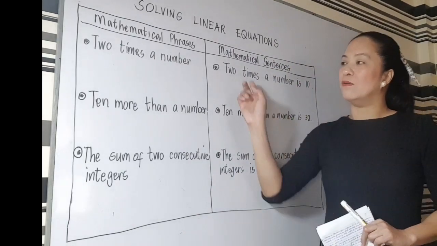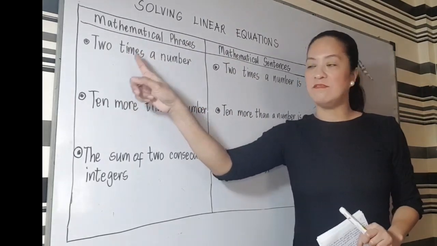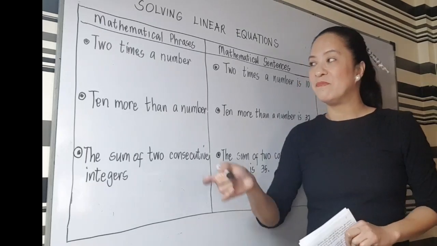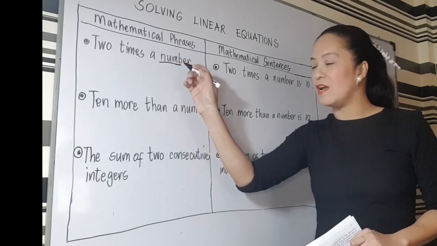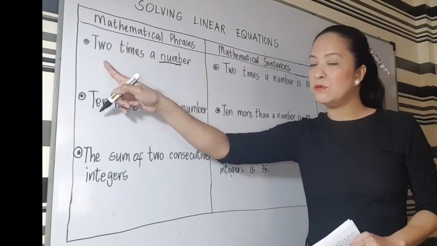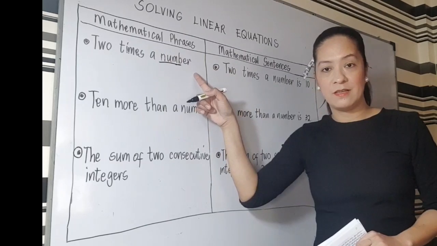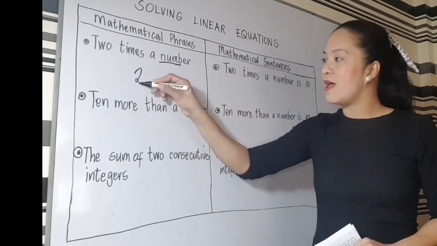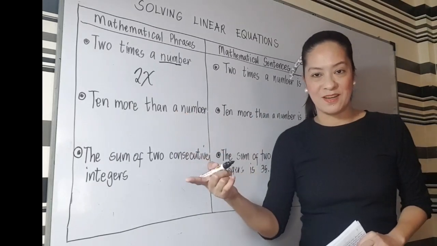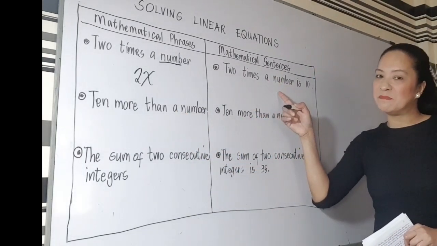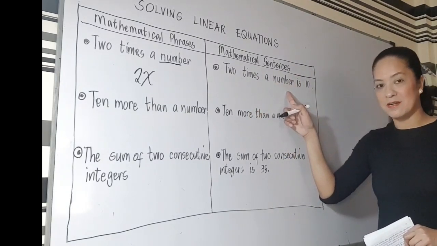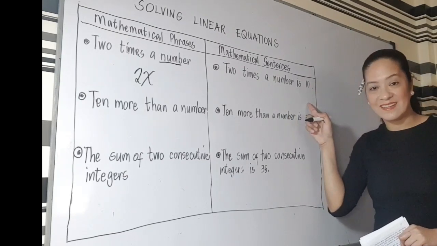So, for the first phrase, we have 2 times a number. Like our previous lesson, we are going to represent a number as x. So, how do we write 2 times a number? It should be written as 2x. So that's 2 times a number. What about this mathematical sentence? 2 times a number is 10.